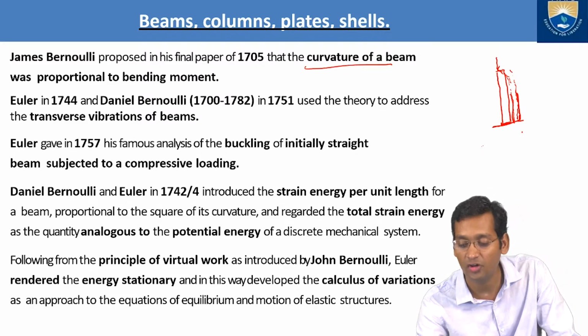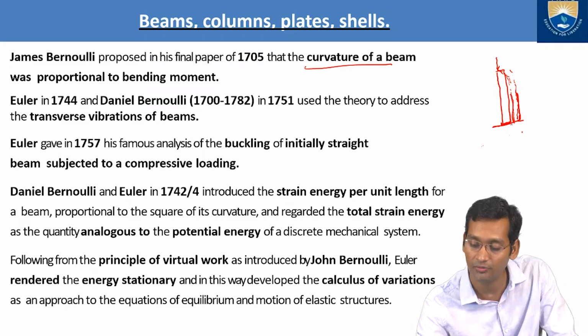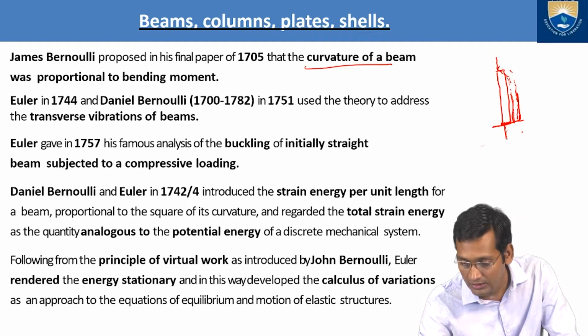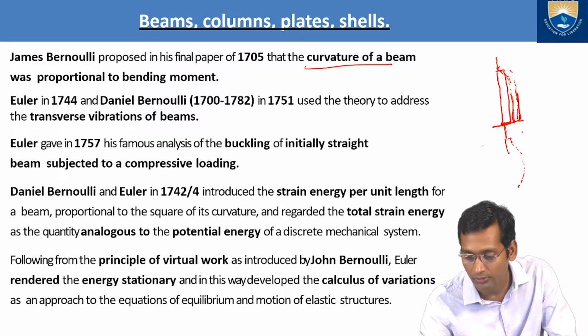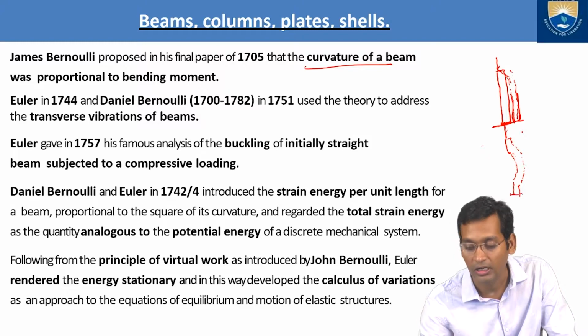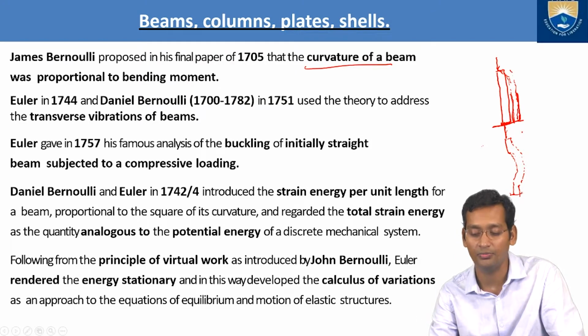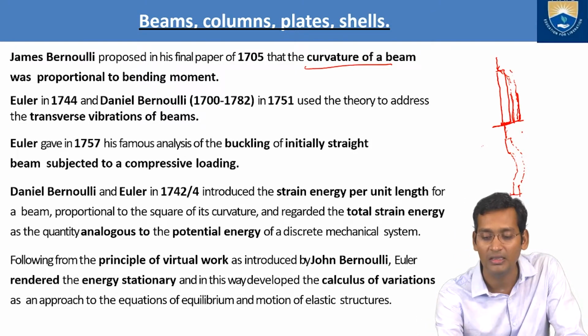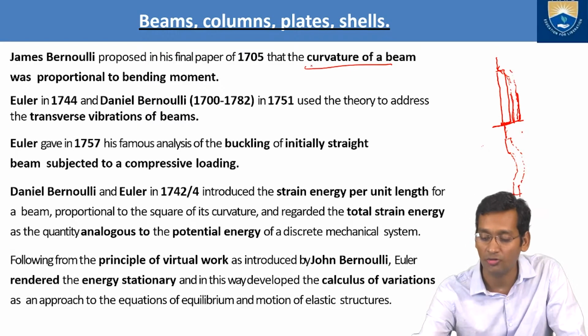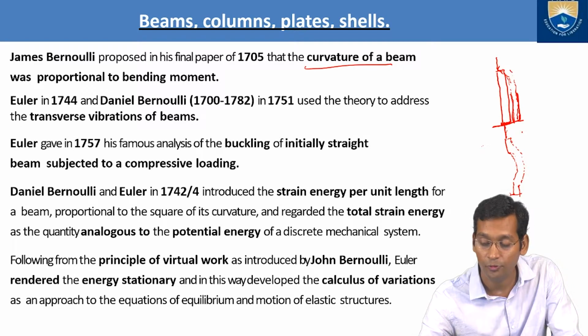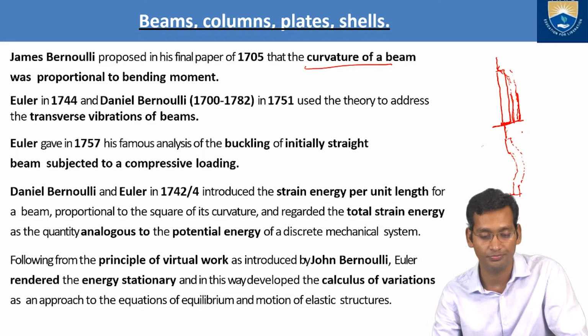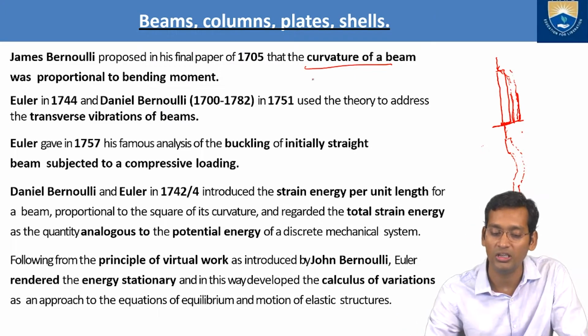Now, if this is not fixed, then what happens? Suppose let's apply force from here. Then this beam, same beam, will be like this. Okay, depending upon how we are applying the force. So that's why they gave the curvature of the beam. Now the straight beam, after applying force from both sides, is not straight and becomes a curve. So curvature of the beam.